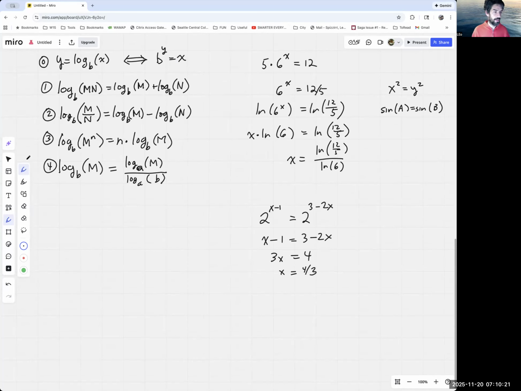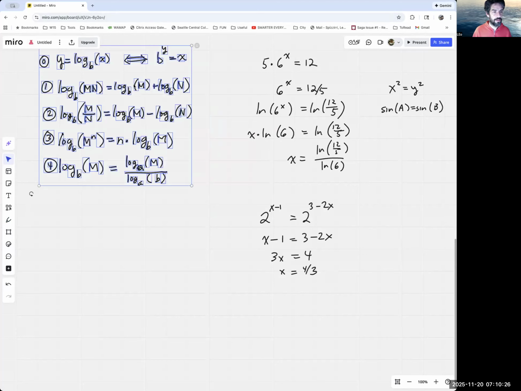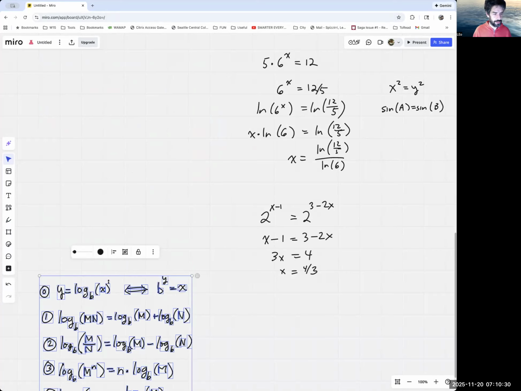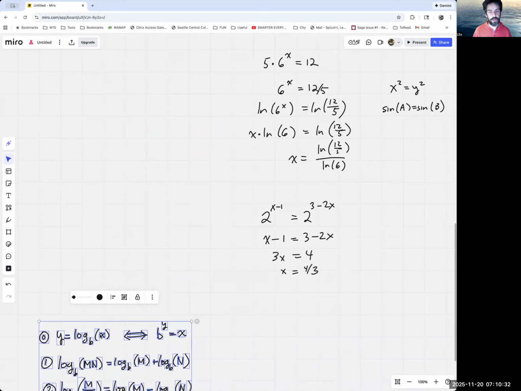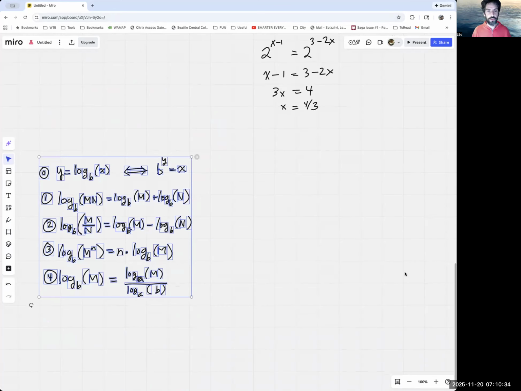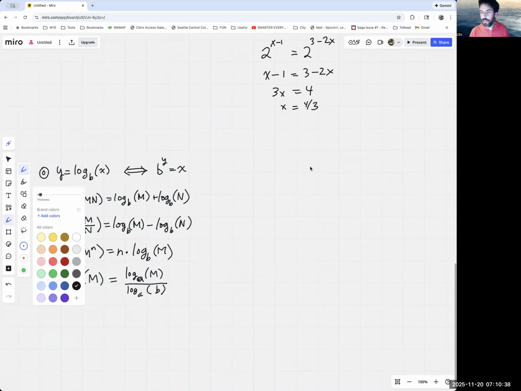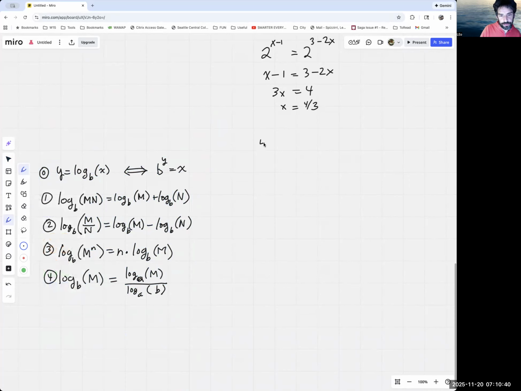I'll keep my properties with us, though I don't really need to use any of them for this immediate problem, but we'll want them soon. So a similar kind of problem to the one I just did is this. We have 4 to the x is equal to 1/8 to the x plus 2.